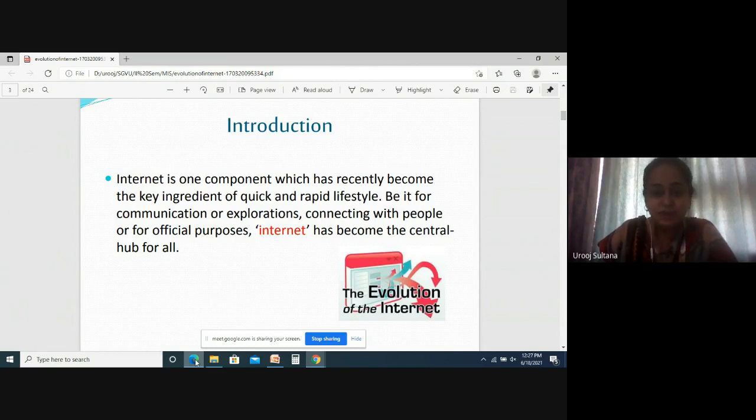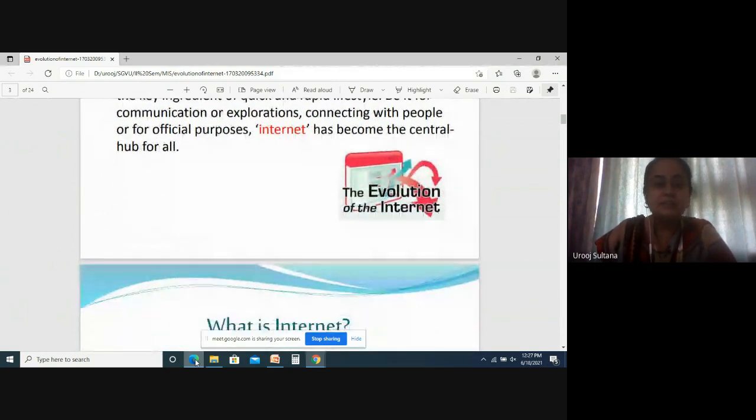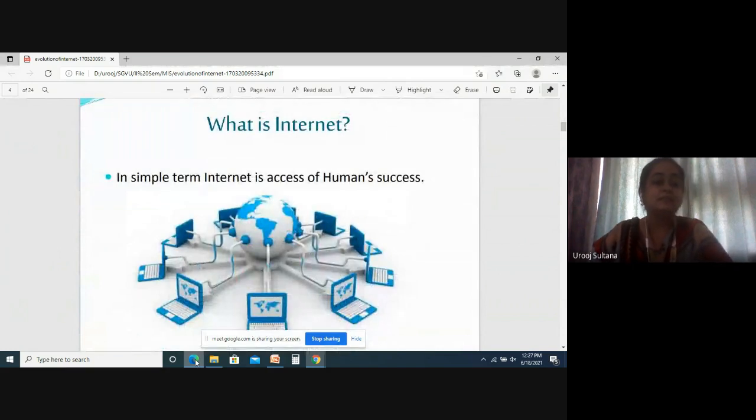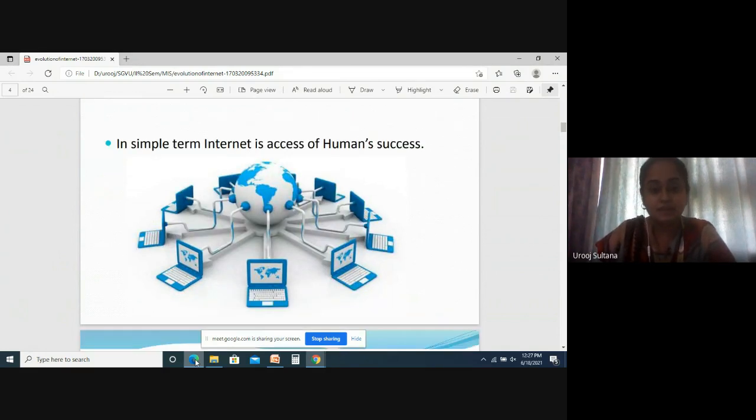As we need food, we need internet right now, for buying and selling products, for communication, for the jobs we are having. As we are doing work from home, we need internet. So internet is a basic requirement nowadays. What is internet? In simple terms, internet is the access to human success nowadays, and yeah, that is true.